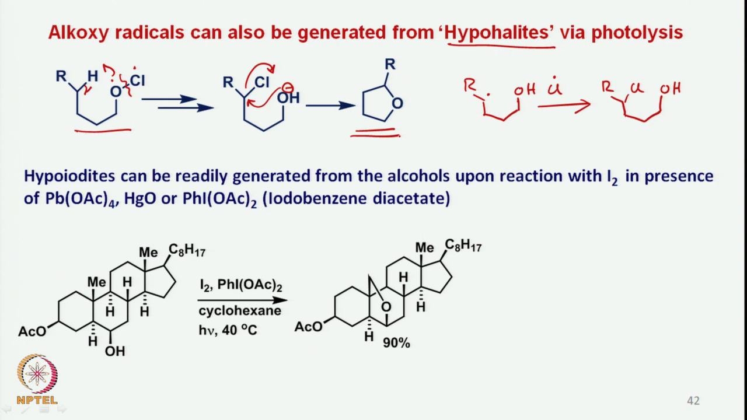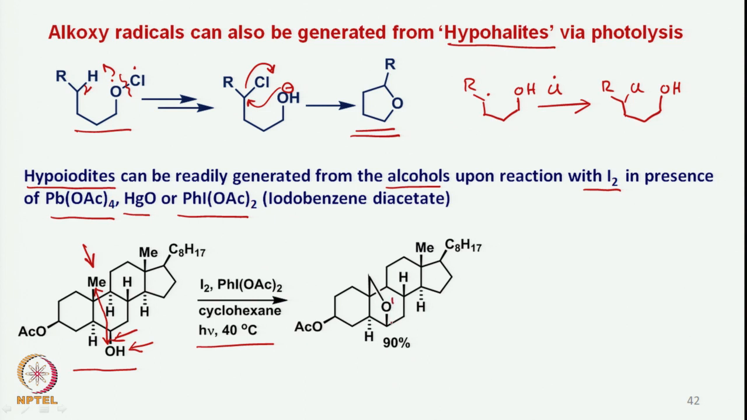tetrahydrofuran. One can also use hypoiodides that can be generated from the alcohols upon reaction with iodine in presence of lead tetraacetate or mercuric oxide or iodobenzene diacetate. This is an example of that under these conditions at 40 degrees. For example, you can have the generation of oxygen radical from this OH, and this is beta oriented, this is also beta oriented, and then through the iodine mediated reaction, one can have a connection between this particular oxygen and this carbon to form this 5 membered ring.